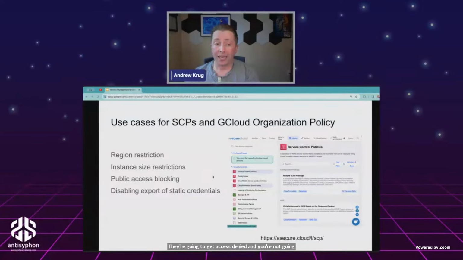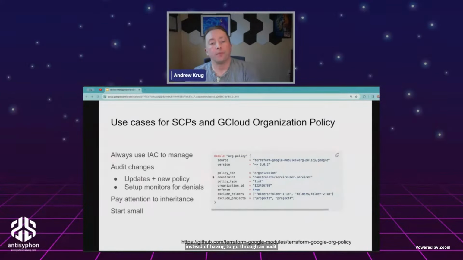We can also use SCPs and org policies for things like public access blocking. And again, if you don't want to have those long-lived static credentials, you can actually just deny that at the root of the organization instead of having to go through an audit and mop up and remediate on an ongoing basis. So there's a bunch of other use cases as well.